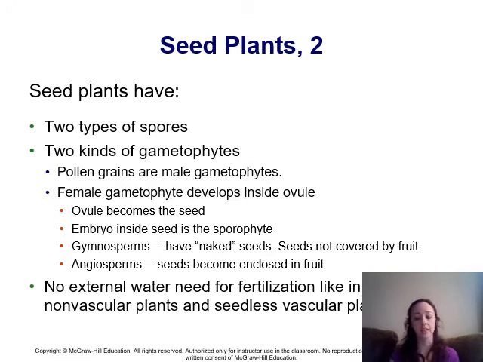So seed plants have two types of spores that produce two different kinds of gametophytes, or the gametes of the plants. And the gametes of the plants are the pollen and the ovule. When fertilization occurs and a zygote is formed, the zygote becomes the embryo and the ovule becomes stored food for the embryo. These seeds can be either naked, like in pine cones, or covered by a fruit. Gymnosperms do not produce fruit, and angiosperms do produce fruit.